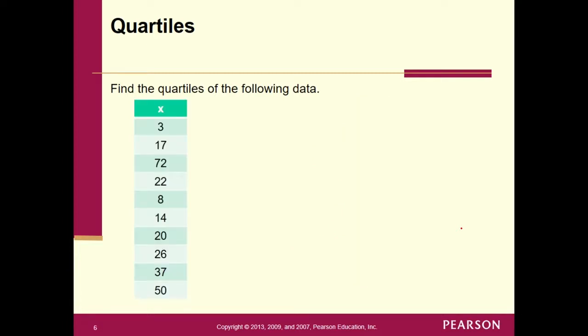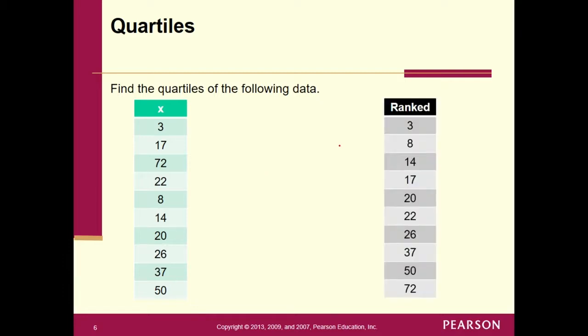Next example. Here's another example, but now n is 10 and it's even. Okay, so 1, 2, 3, 4, 5, 6, 7, 8, 9, 10. N is even. So here's our ranked data set, and we'll go ahead and start crossing things out. So we have 3. I'll try to be a little bit neater here. 3 and 72, 8 and 50, 14, 37, 17, 26. We're down to 20 and 22. We got it down to the final 2 observations, right?